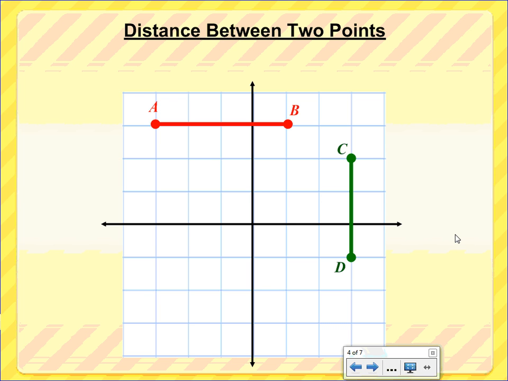So, let's start. On a very, very basic level, if I'm looking at the distance between 2 points, and the points are lined up horizontally, like A and B, very, very easy. Likewise, if they're lined up vertically, like C and D, this should be really easy to find the distance between 2 points, right? If I look at A and B, all you have to do is count the units, right? They're in a straight line. So I have 1 unit there, 1 unit there, 1 unit there, 1 unit there, which means I have a total of 4 units, right?